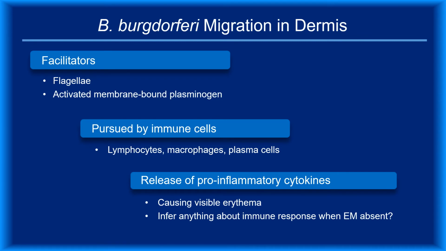Borrelia burgdorferi migrates in the dermis via its flagella and the use of activated host plasminogen. When activated, the plasminogen dissolves cellular junctions, facilitating bacterial migration within tissues. As Borrelia moves through the dermis, it's followed by a host of immune cells. It's thought that the release of pro-inflammatory cytokines from immune cells produces vascular dilatation and visible erythema of the overlying skin. If that's true, what, if anything, does this suggest about the immune response of patients who never exhibit an EM rash?